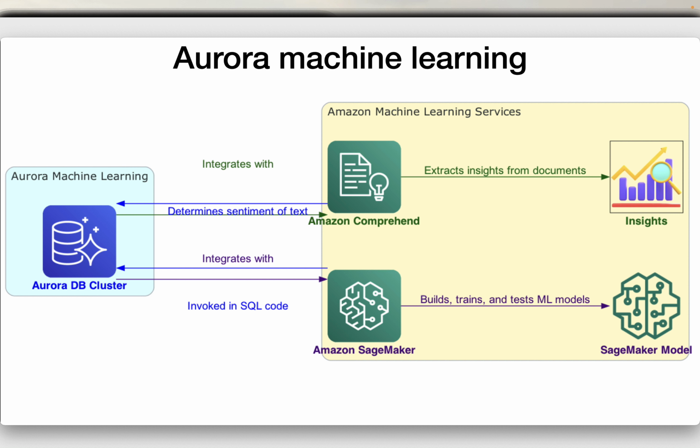you can determine the sentiments of text in your database tables. And SageMaker is a full-featured machine learning service. Data scientists use Amazon SageMaker to build, train, and test machine learning models for a variety of inference tasks such as fraud detection. By using Aurora machine learning with SageMaker, database developers can invoke the SageMaker functionality in SQL code.